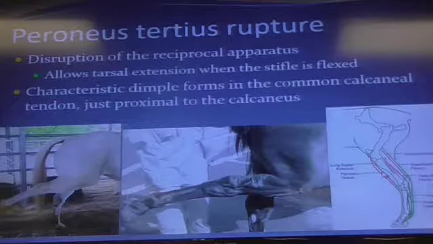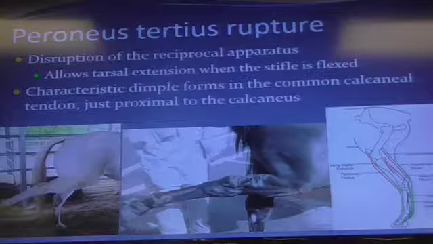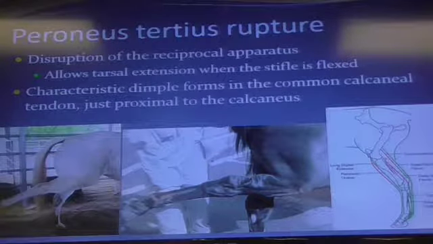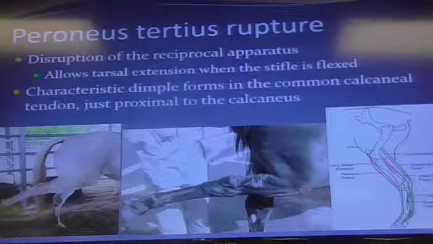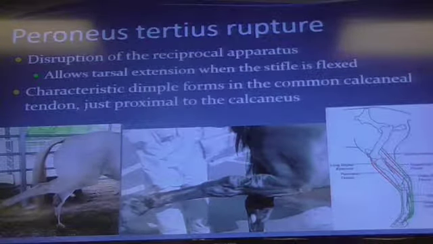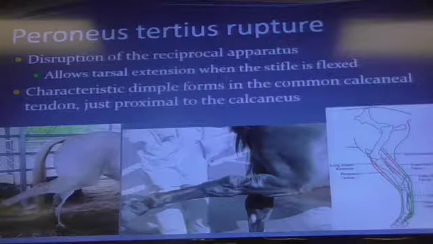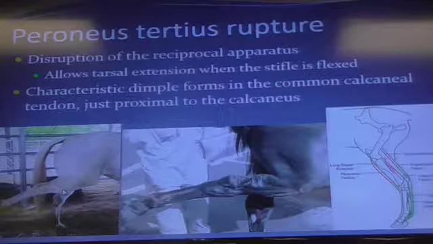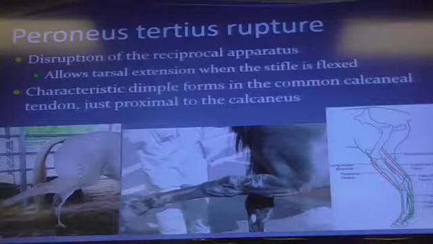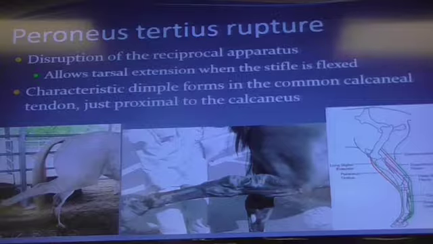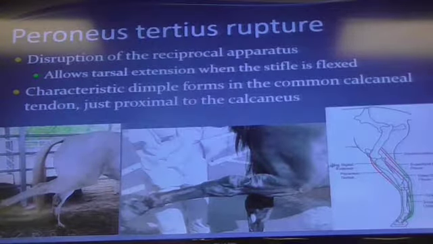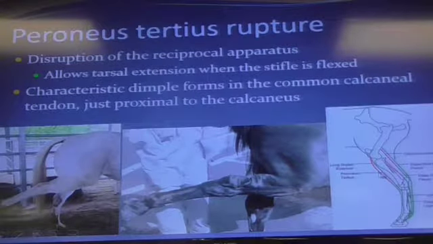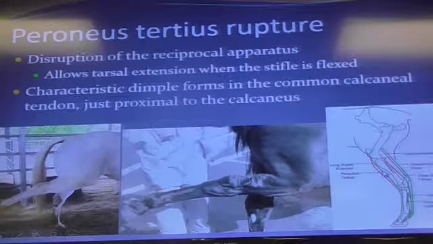So what the reciprocal apparatus is, remember when we were doing our flexions? You can't flex the hock without flexing the stifle, or vice versa, you can't extend without extending. So look at this horse here. Flexing the stifle, extending the hock. Anytime you see this picture, that is not normal, just automatically click peroneus tertius rupture. If you forget that, you need to look further. They have a little dimple right here, but extending the hock and flexing the stifle is not normal, and then you've ripped your peroneus tertius.